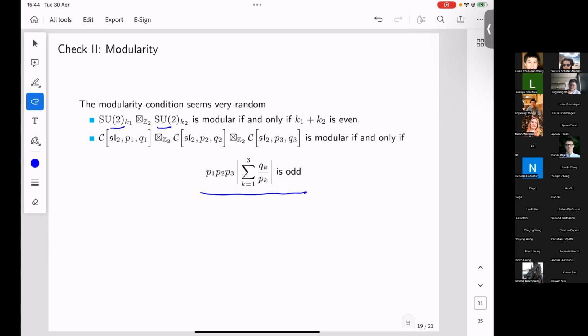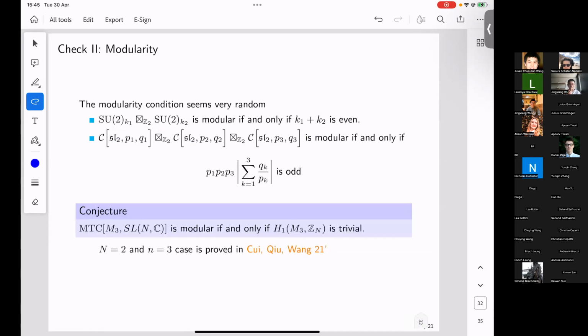It seems pretty random. And if you increase the number of factors, you multiply it by something, or you increase the rank here. Then it's very hard to recognize what is the equation you need to solve in order for the resulting category to be modular again. But it turns out all of this can be summarized by one sentence: an MTC is modular if and only if the first homology group of the M3 with Zn coefficients is trivial.